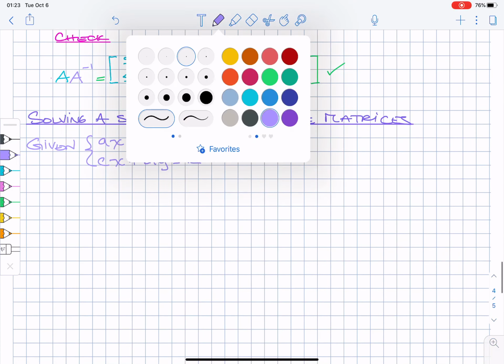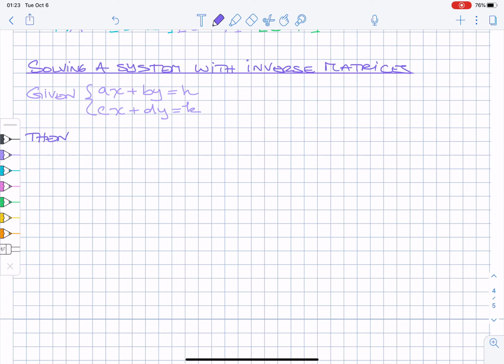Then where do I want to put that? A is going to be the matrix of coefficients, A, C and B, D. X is going to be the matrix of variables, X, Y. And B is going to be the matrix of constants, H and K.